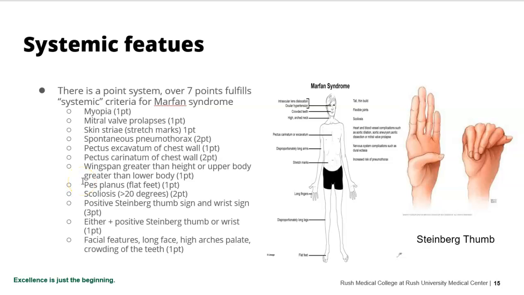That makes for great basketball players. But it's just 1 point. Flat feet, again, a common thing. Scoliosis, you get 2 points. Steinberg thumb and wrist sign.